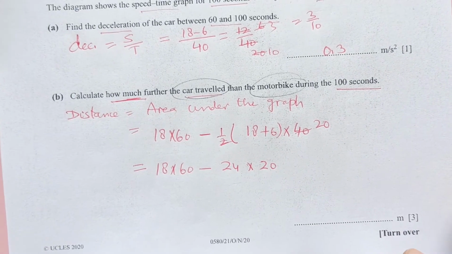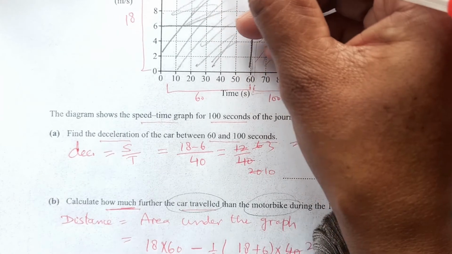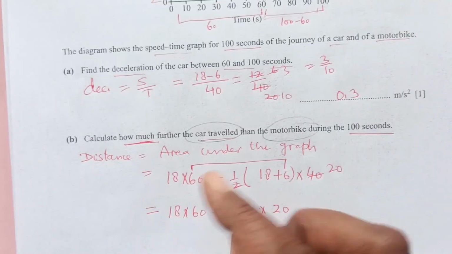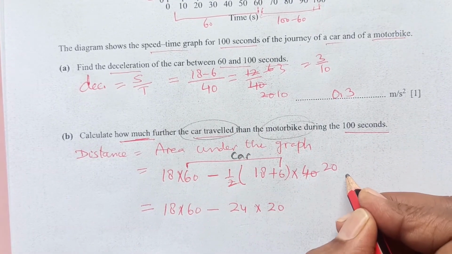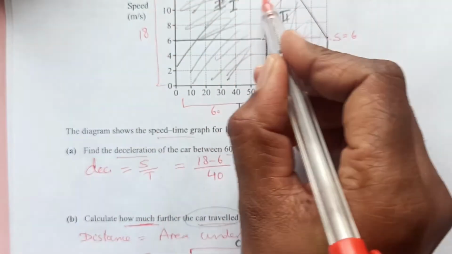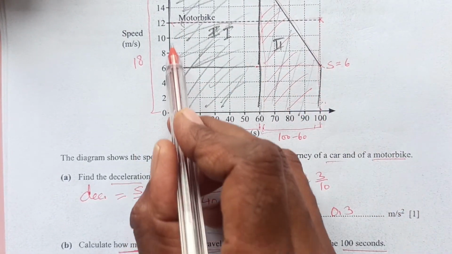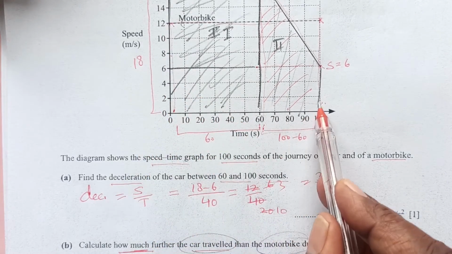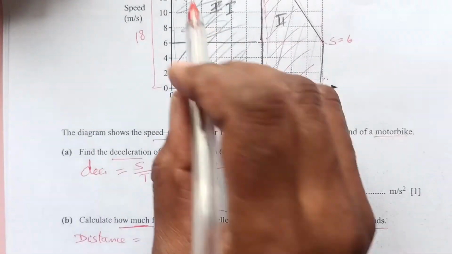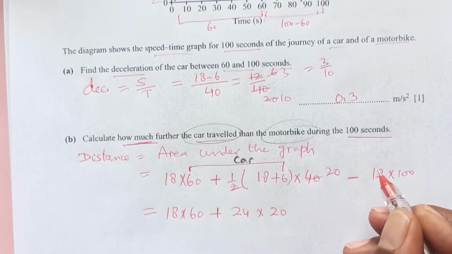Wait guys, I think I'm making a mistake. So this actually is the graph of the car, this is the journey of the car, so this total thing is the journey of the car here. I'm sorry for that. So this is the car, and then we have to subtract the journey of the motorbike. Motorbike is here, from here to here, which is 12. This is a rectangle, 12 times 100. So we are adding this part and this part for the car, and then we subtract this one.